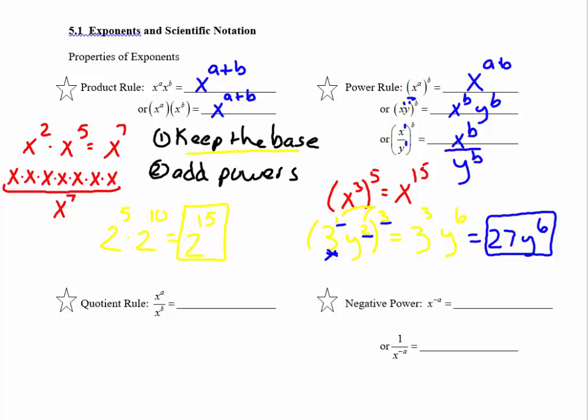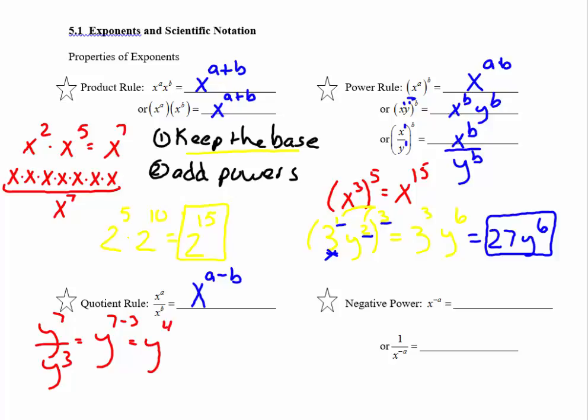For the quotient rule, when we're dividing, we subtract powers. So we're going to have the top power minus the bottom power, again keeping the base. We keep the base and subtract the powers. So for example, if we had, say, y to the 7th over y to the 3rd, we're going to again end up with y to the 7 minus 3, so y to the 4th.